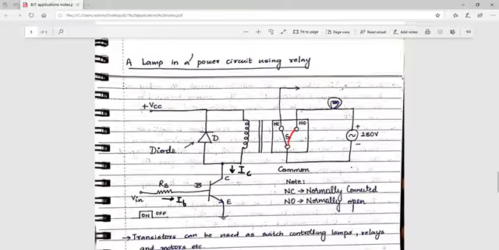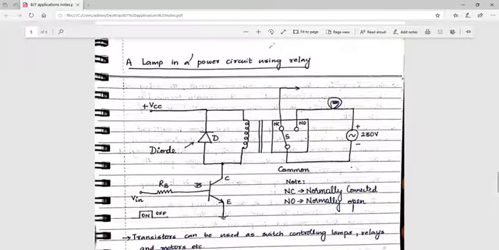So this will indicate how you can use this transistor to operate, that is, a low power control voltage is going to control a high power switch. Clear?